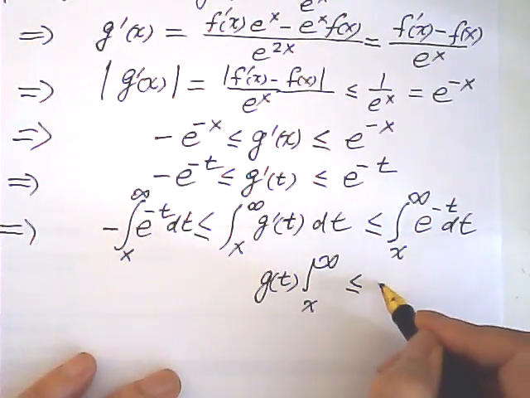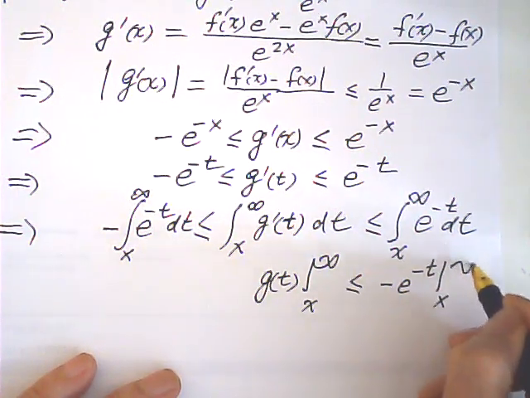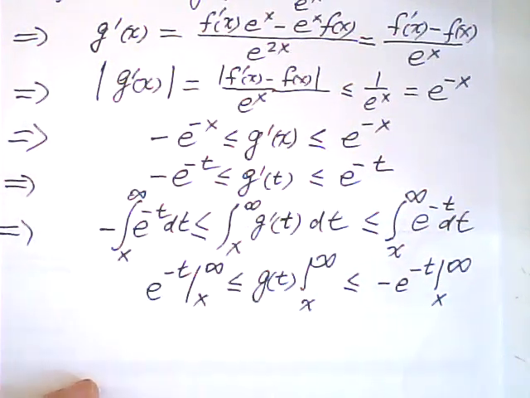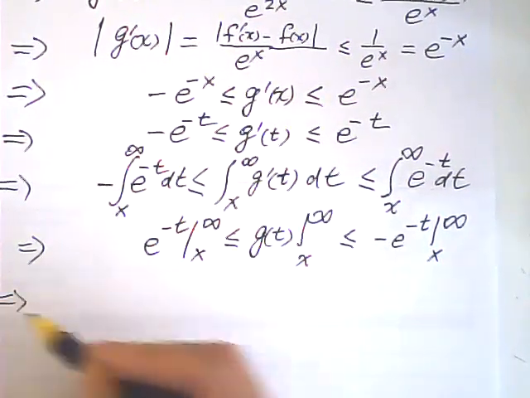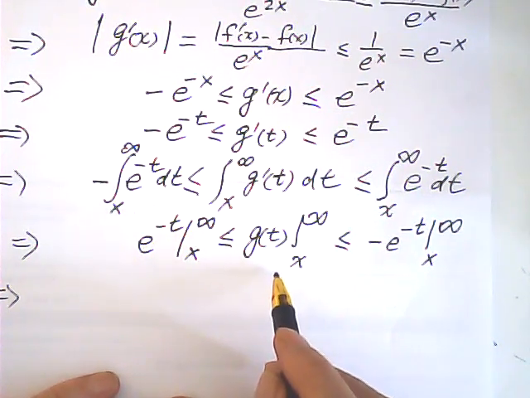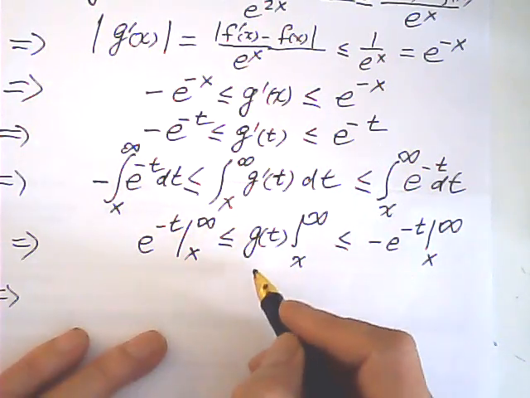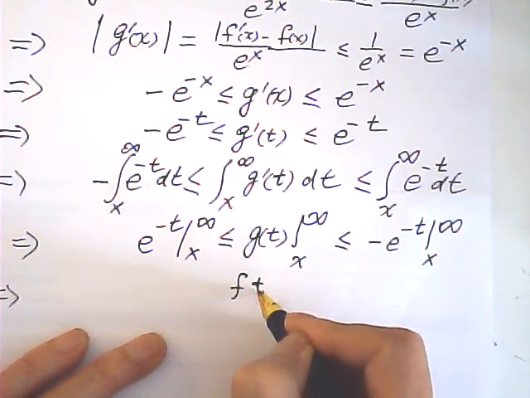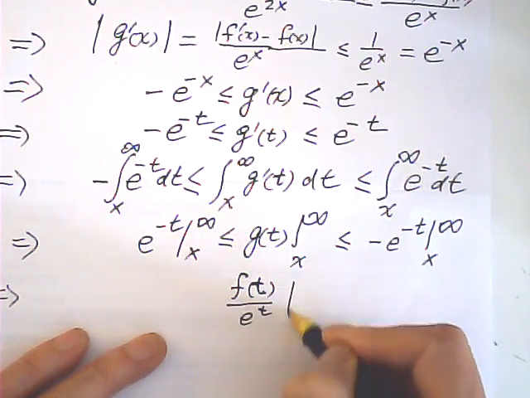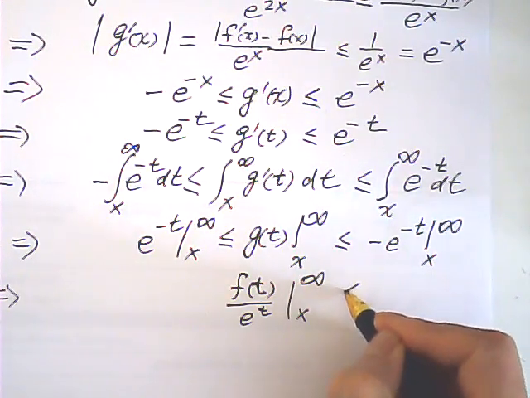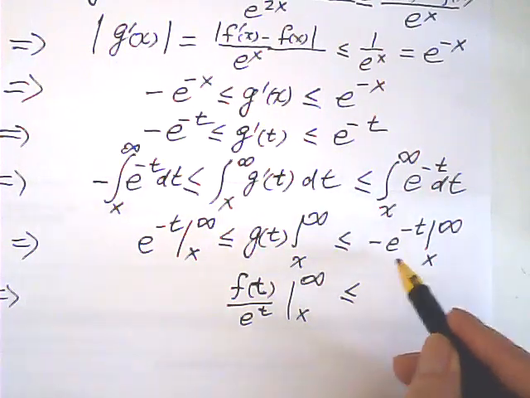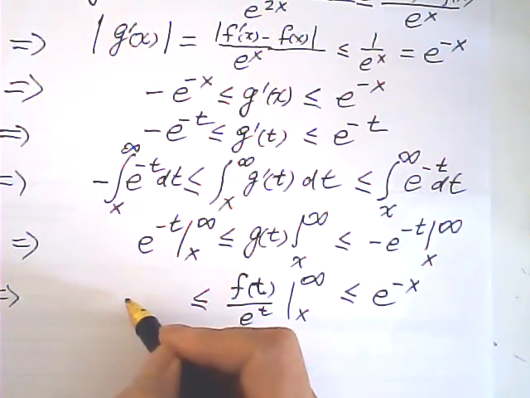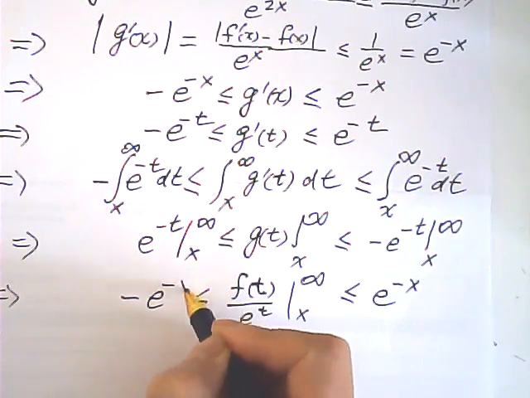The integral of e to the negative t is negative e to the negative t, from x to infinity. That would give positive e to the negative x. Then g of t is f of t over e to the t, evaluated from x to infinity. This will be 0 minus, which becomes positive, f of x over e to the x, and on the other side negative e to the negative x.